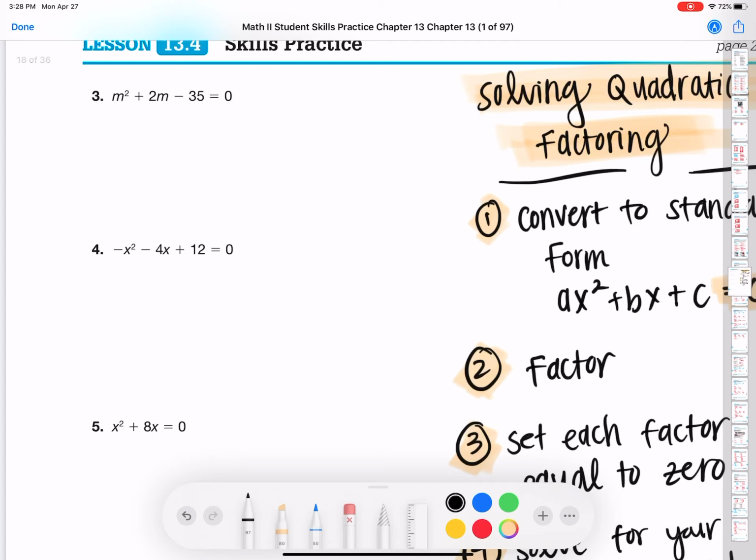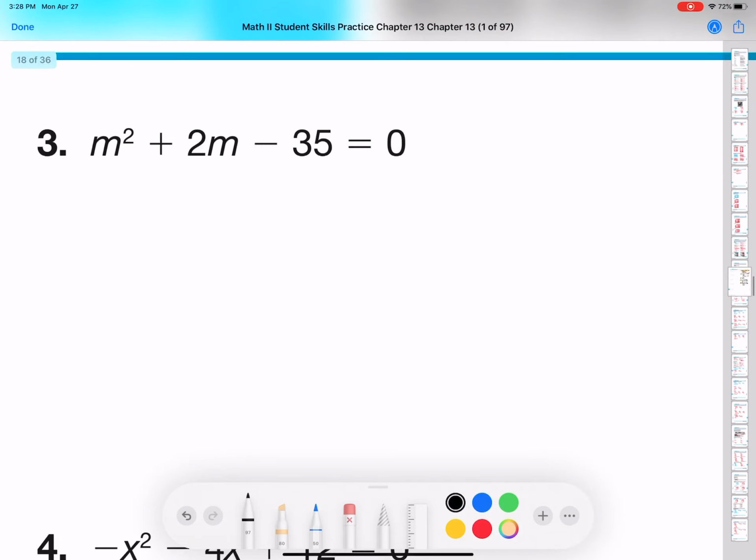First one is number 3. So we are in standard form. We also have equals 0, so we're looking good. Now we want to factor. I'm looking for 2 numbers that multiply to negative 35. By the way, I'm not going into super details of factoring. You should have looked at those videos prior to this one. But anyways, I'm looking for 2 numbers that multiply to negative 35 but add to 2.